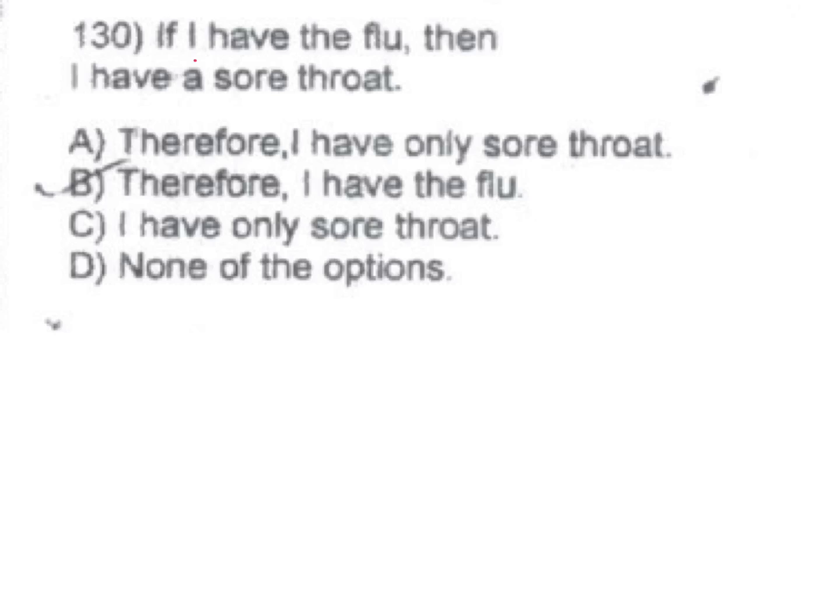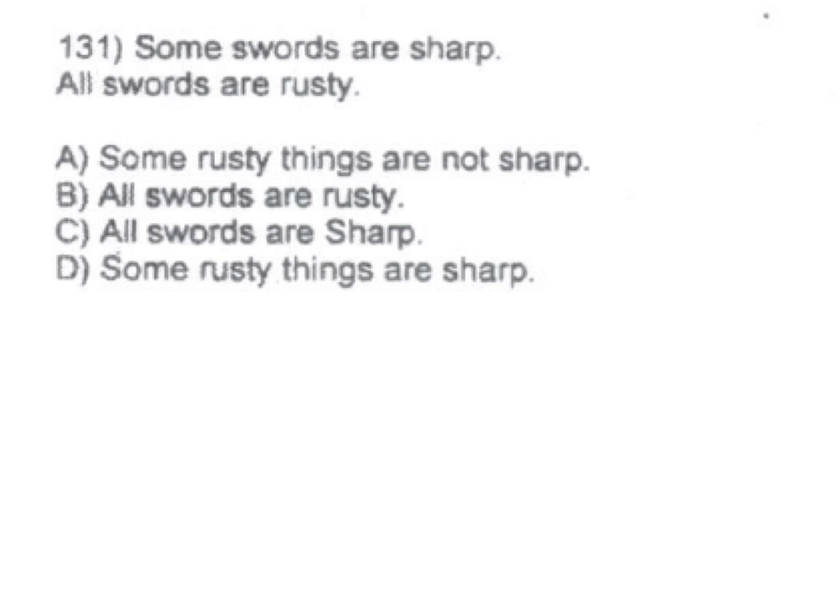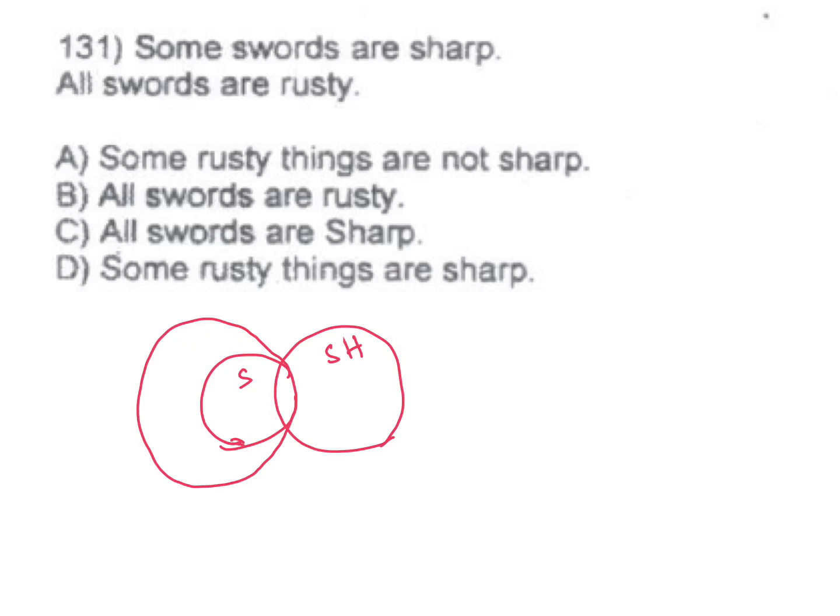Some swords are sharp, all swords are rusty. Draw the diagram. S for sword. Some swords are sharp. SH for sharp. All swords are rusty. R. Some rusty things are not sharp. All swords are rusty. This is correct. All swords are sharp.